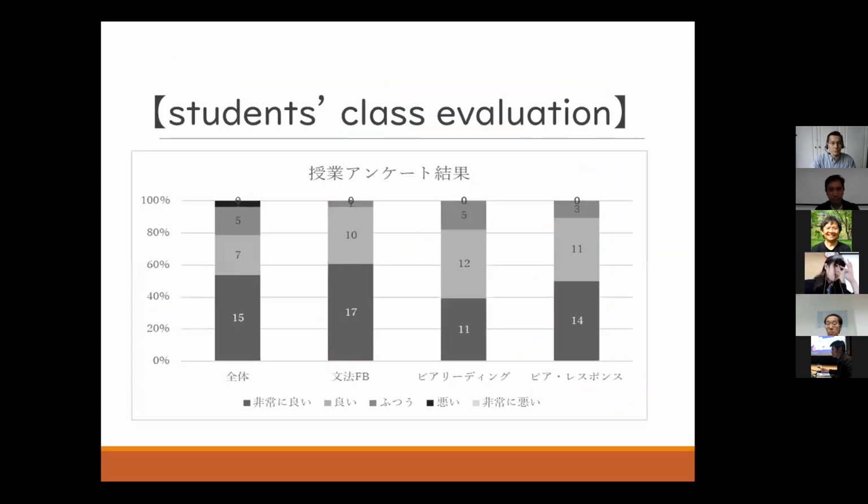And then this is the student class evaluation. What this graph describes is that over 80% of students are satisfied with the course and peer reading and peer response. And almost 100% are satisfied with the way feedback on grammatical errors is given.